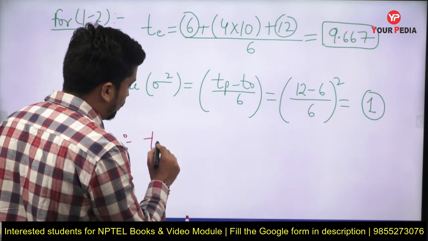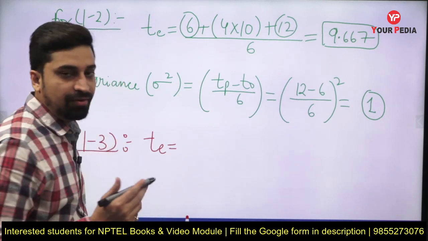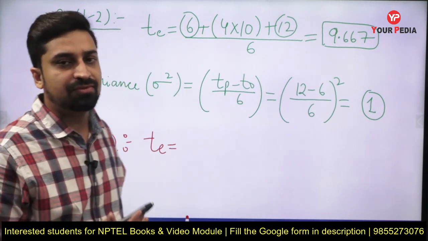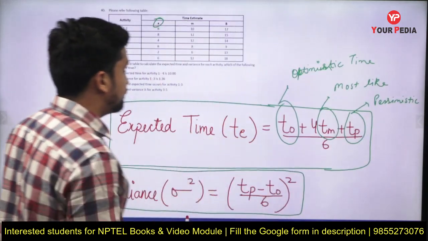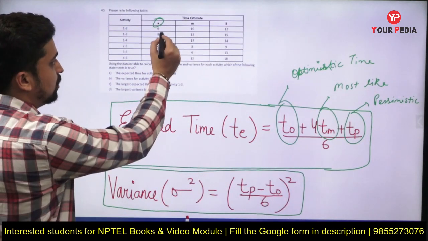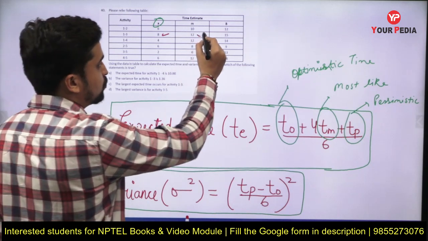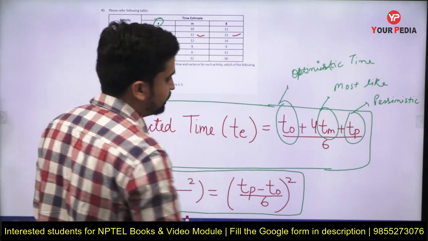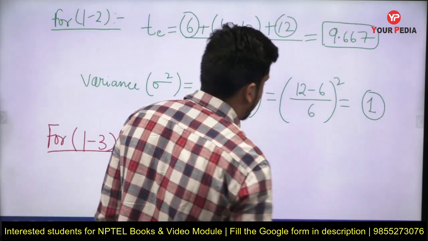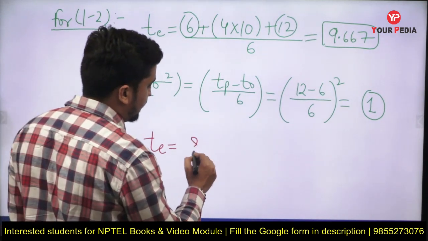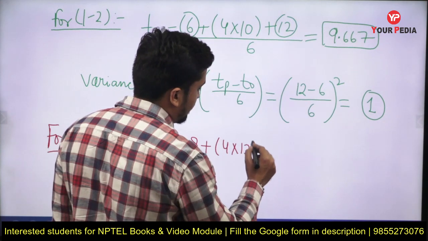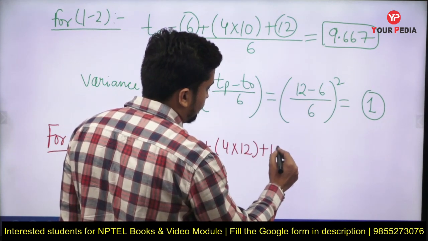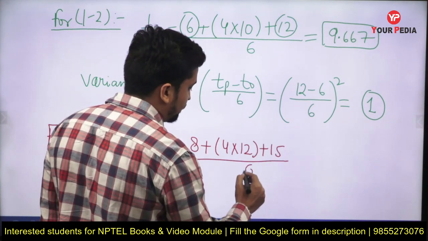So basically we already know that the formula of TE will remain same, which is TO plus 4 times TM plus TP divided by 6. These values are already given to us. So TO is 8, TM is 12 and TP is 15. Let us substitute these values. You will get 8 plus 4 times 12, which is TM, plus 15 divided by 6.